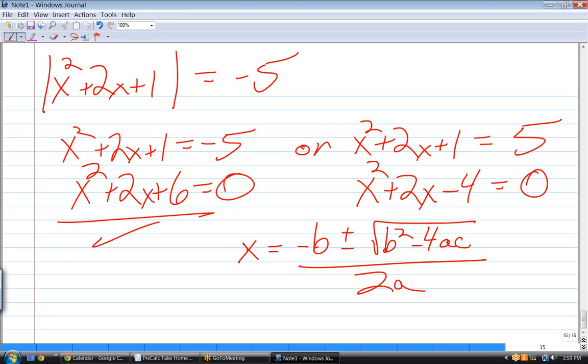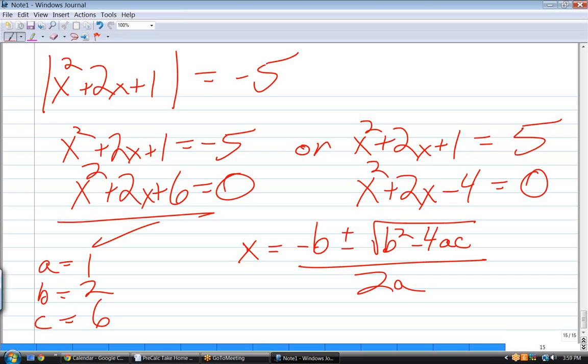In this case over here, what's A, B, and C? A is 1. It's the coefficient of the x squared term. B is the coefficient of the x term, and C is the constant. So for the one on the left, A is equal to 1, B is equal to 2, and C is equal to 6. That's how the quadratic formula works. For this one over here, A is 1, B is 2, C is minus 4.